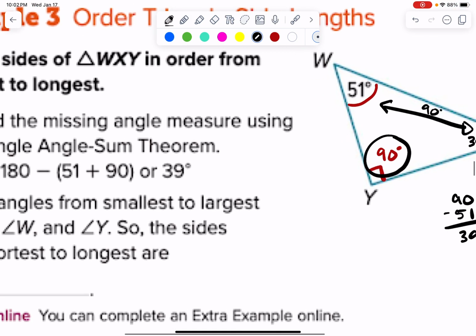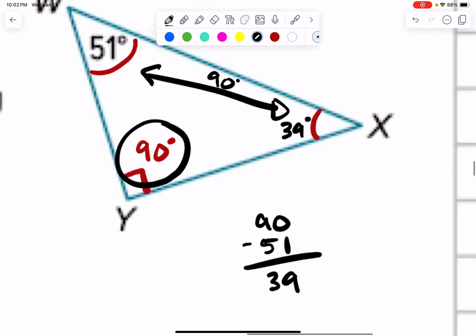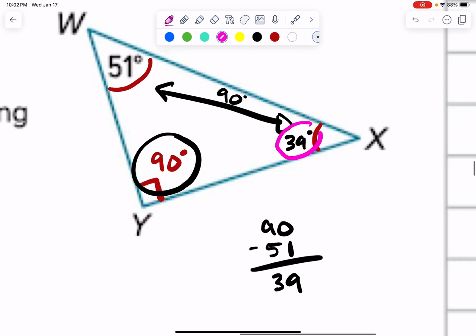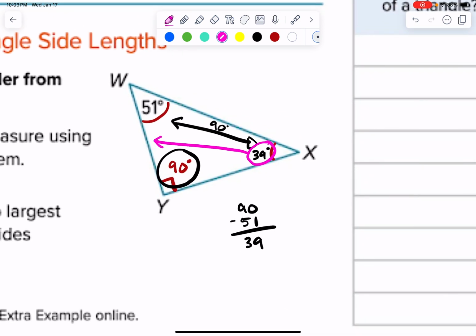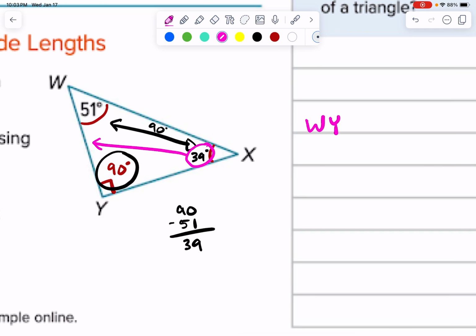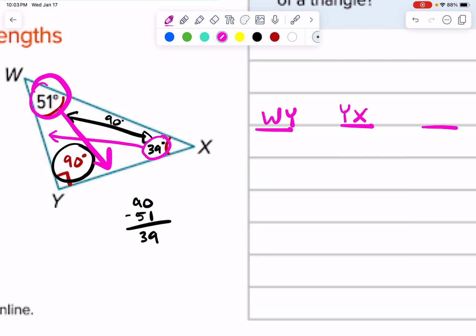Okay? Now, again, we're going to order the sides from shortest to longest, okay? So I'm going to look at the angle that's the smallest. 39 is the smallest. So if I go to the side opposite him, that's going to be the shortest, which is WY. WY is the shortest side, okay? So short, medium, long. The medium side is the one opposite the 51 because that's the next one in order. So YX, if you call it XY, that's totally fine. The one opposite the 90-degree angle is the longest side. It's like the hypotenuse, right? Like this is a right triangle. The hypotenuse is going to be the longest.